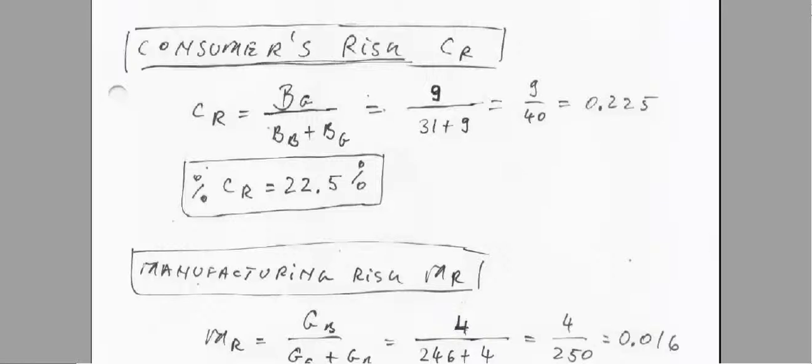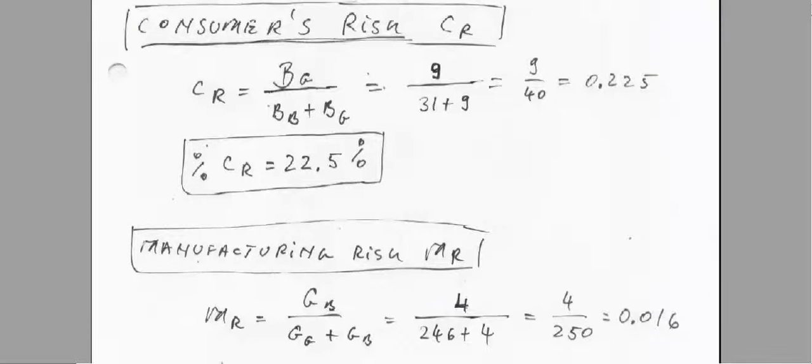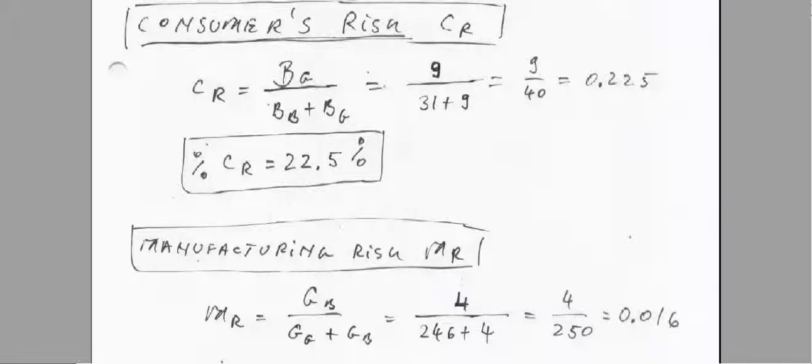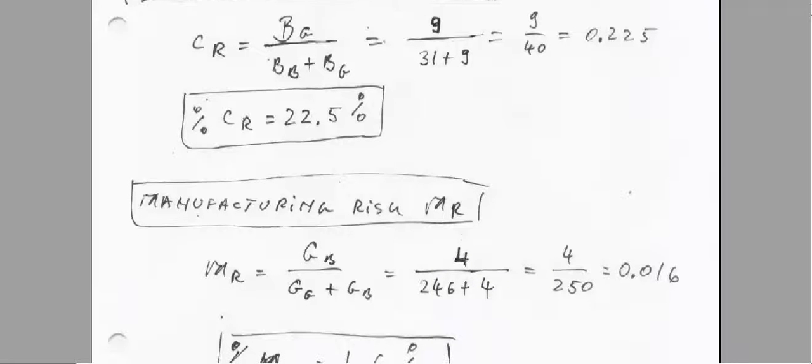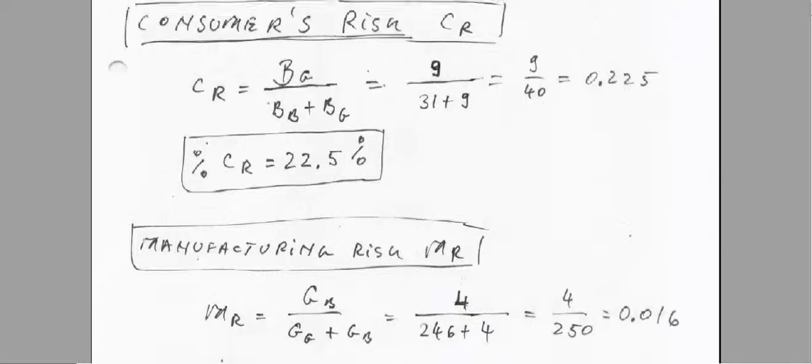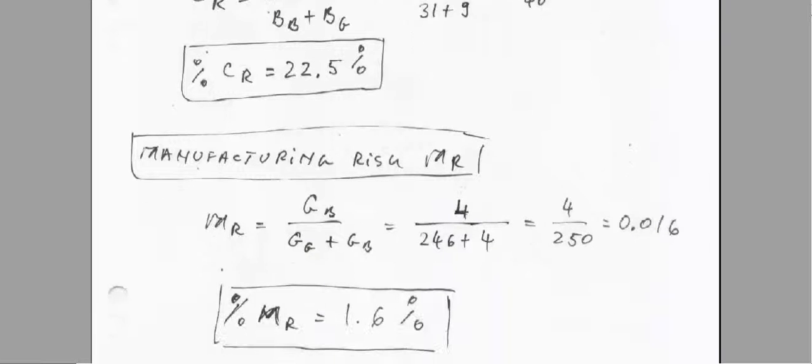Just a summary: as a consumer, we do not want to accept bad product, and also for manufacturing, we do not want to reject good product. So this is kind of the difference between consumer risk and manufacturing risk.